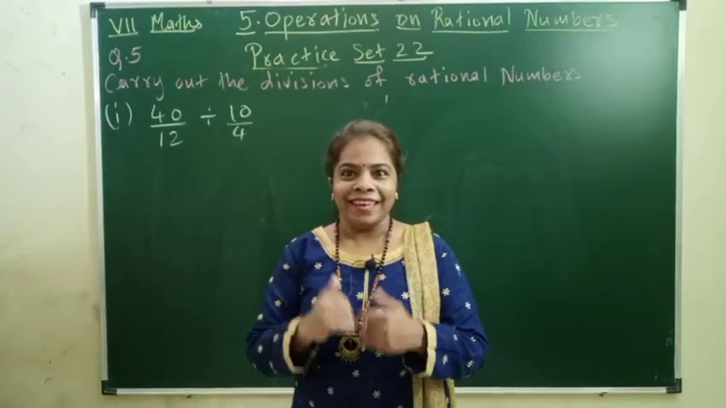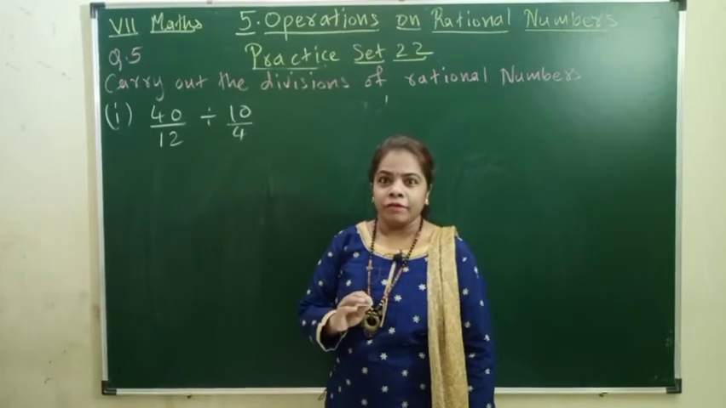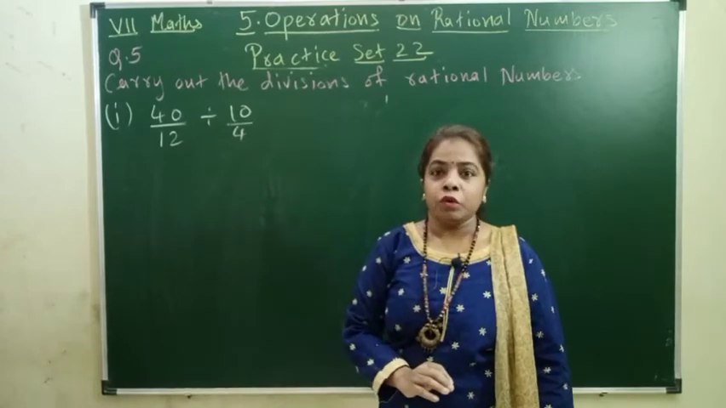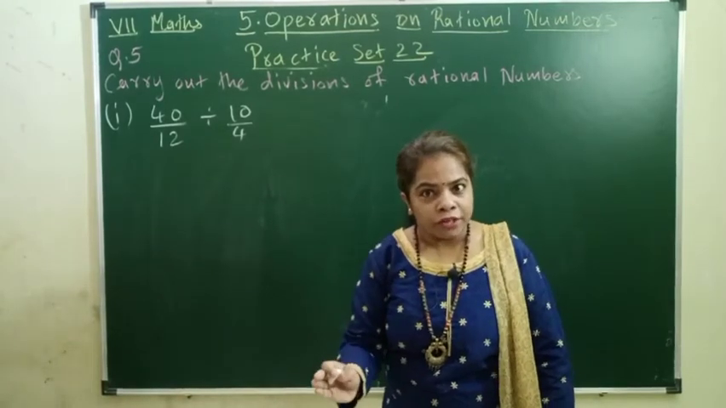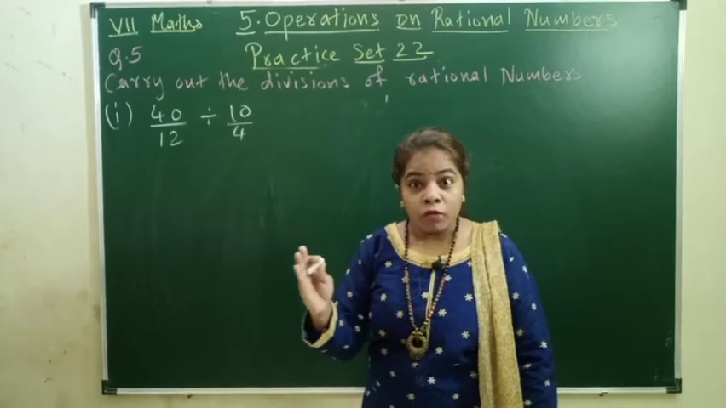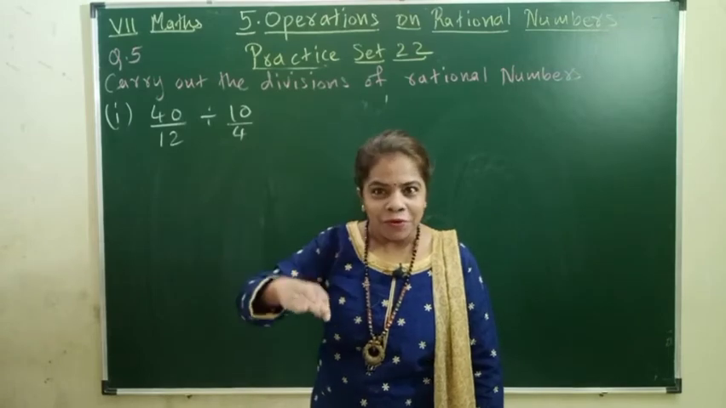So let's begin. First sum, children. In the first sum, see what is given. There's a division sign between the two numbers. There are two fractions and there's a division sign between them. Now we are going to use the concept of multiplicative inverse.